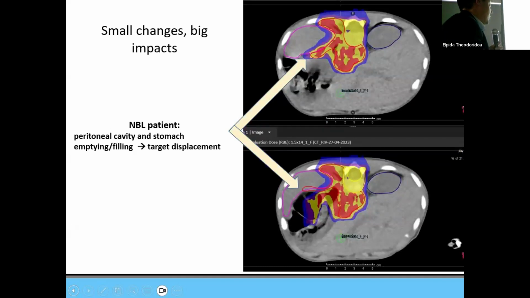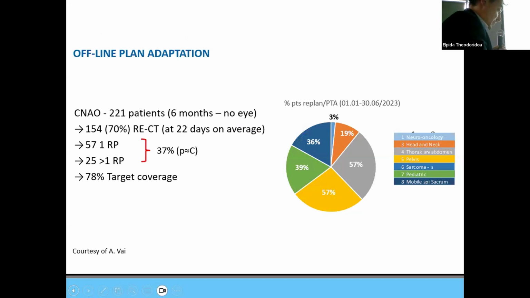This is an example of neuroblastoma. If you have a look here, the target is well covered. During a re-evaluation CT, we have this situation. The target is displaced completely, so here we have target missing. We have to replan for this case, and we replan a lot. This is our experience at CNAO over 6 months: we have 40% replanning for pediatrics.